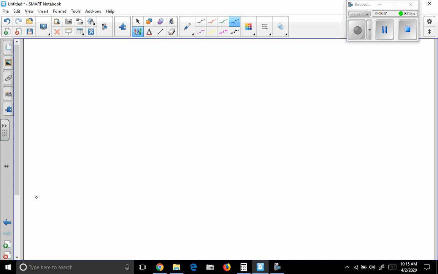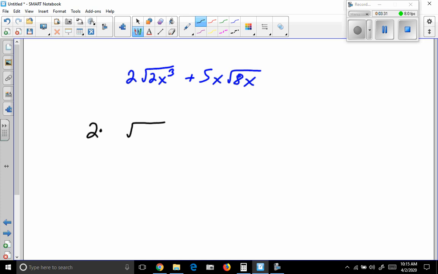All right, let's do this one. Let's do 2 square roots of 2x cubed plus 5x square roots of 8x. So right now, these are not like terms. What's underneath doesn't match, so we need to simplify each radical as much as we can. We have a 2 in front of this one, and let's see if that square root simplifies. We only have 1 two, so it has to stay underneath, but we have x cubed.